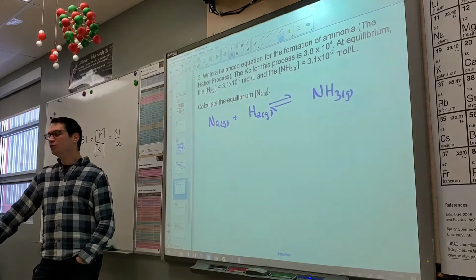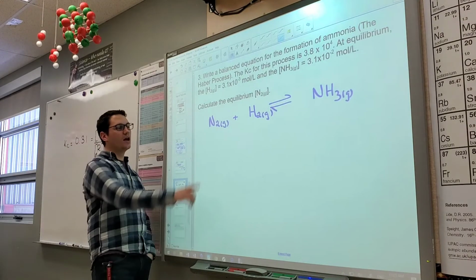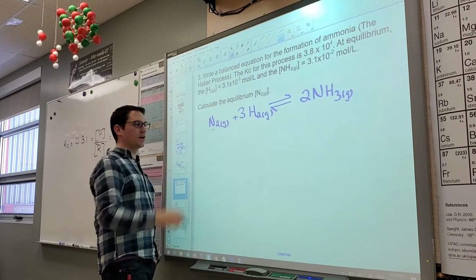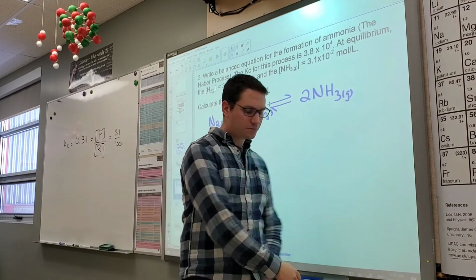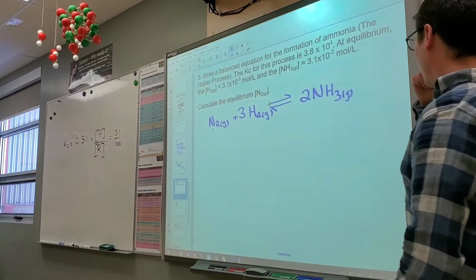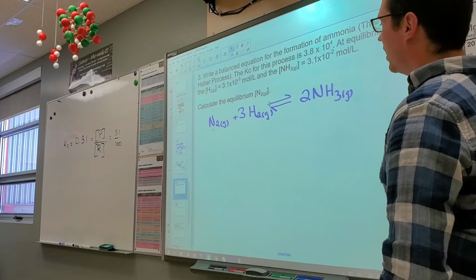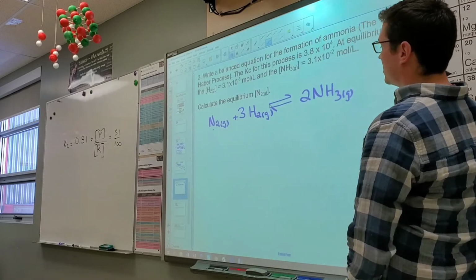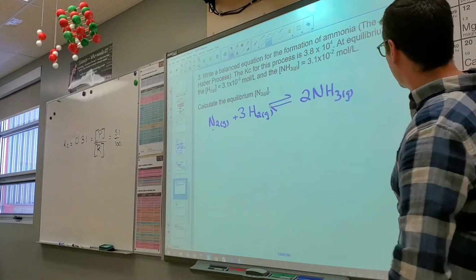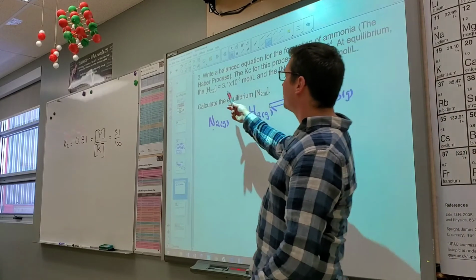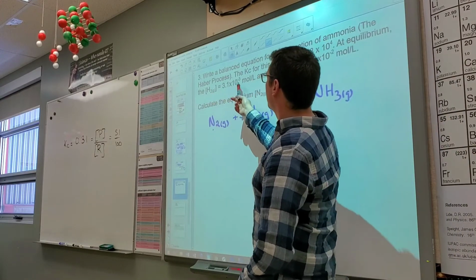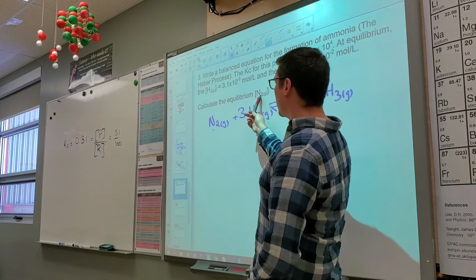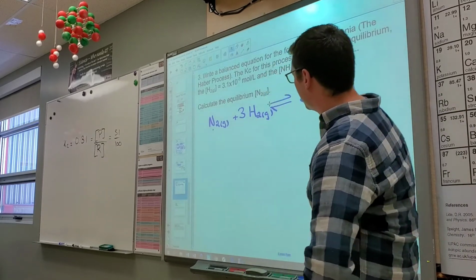I'm trying to get you to think about it as much as you can, right? 2 nitrogens, 6 hydrogens, 6 hydrogens should be good to go. So this is the formation of ammonia. Now the Kc for this process is 3.8 times 10 to the 4 at a very specific temperature. At equilibrium, the hydrogen concentration is this and the nitrogen concentration is that. Calculate the equilibrium concentration of N2.